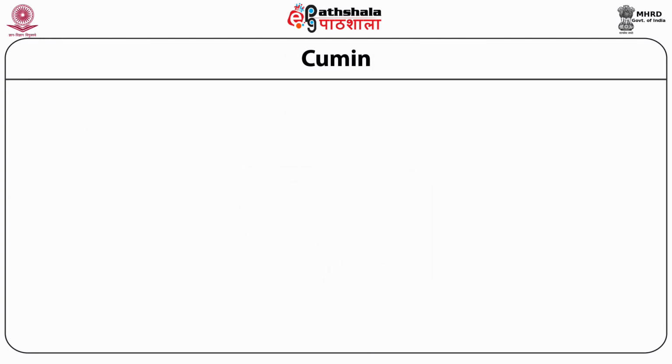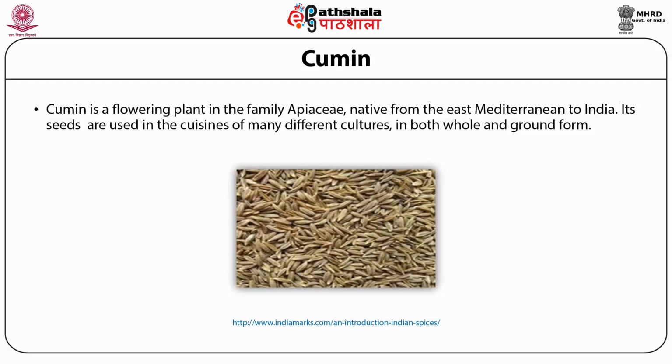Cumin. Cumin is a flowering plant in the family Apiaceae, native from the East Mediterranean to India. Its seeds are used in the cuisines of many different cultures, in both whole and ground form. Cumin seeds are used as a spice for their distinctive flavor and aroma. It is globally popular and an essential flavoring in many cuisines.